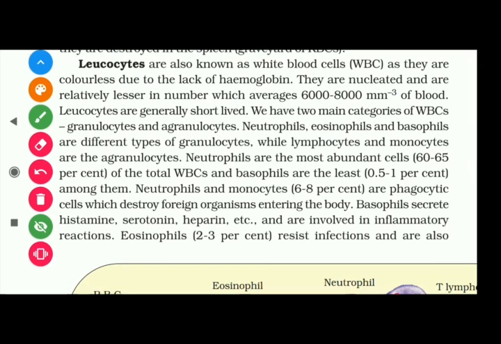Now see here, leukocyte is also known as white blood cells, means WBC, as they are colorless due to the lack of hemoglobin. Inside the RBCs, red iron containing complex protein is present, which is called hemoglobin. That's why they look red in color and are called RBCs. But inside the WBC, red color hemoglobin is absent. That's why they are white in color. Due to the lack of hemoglobin, they are white in color. That's why they are called white blood cells. And they are nucleated.